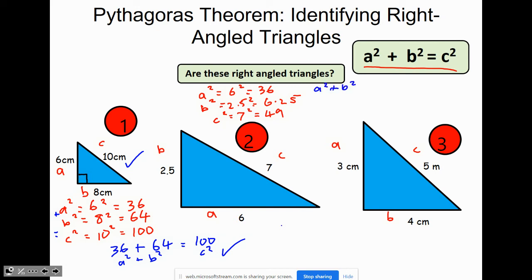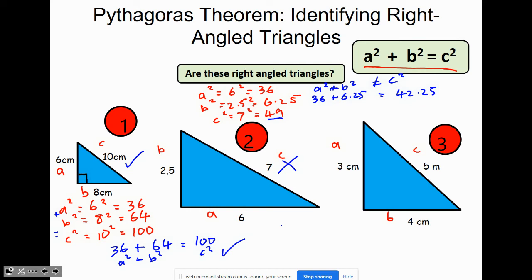Well, A squared plus B squared is going to be 36 plus 6.25. We just calculated them. When you add these together, you get a decimal, 42.25. Now, 42.25, that is not C squared, so that is not equal to C squared. Therefore, this is not a right-angled triangle.